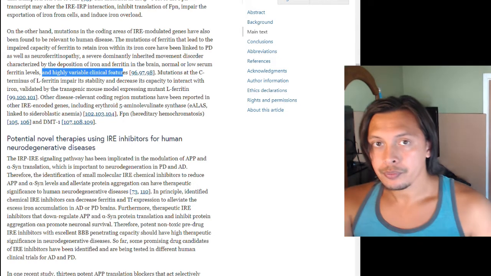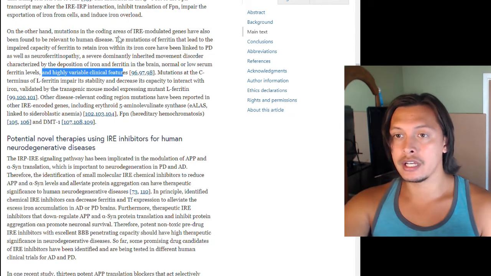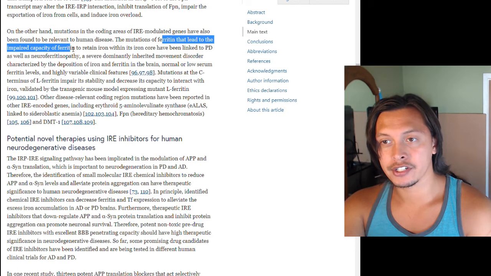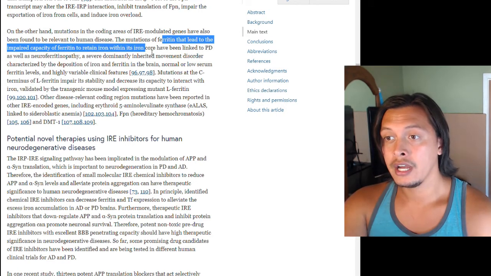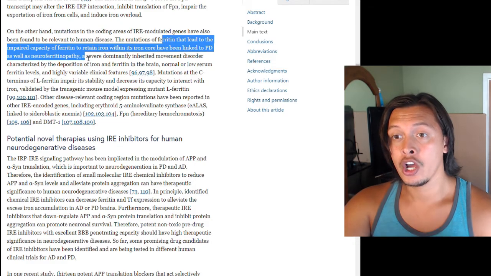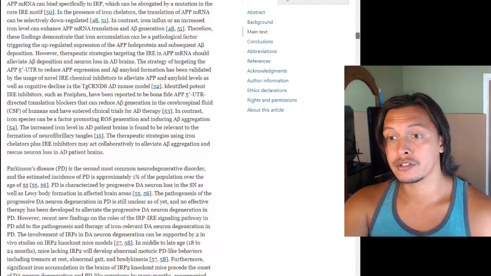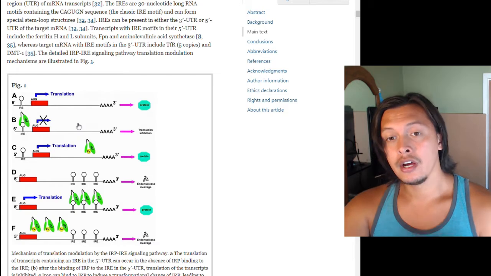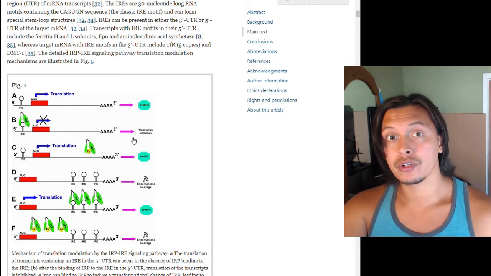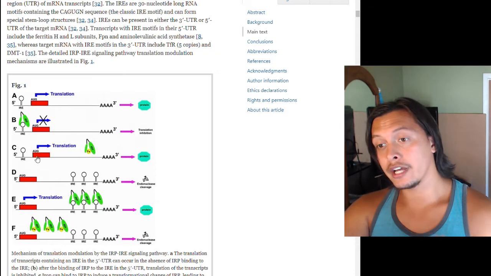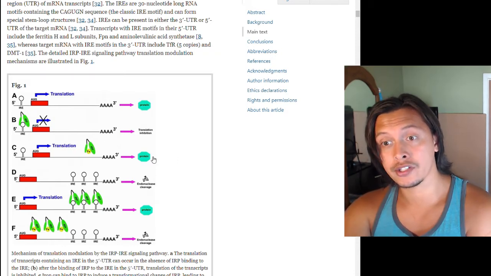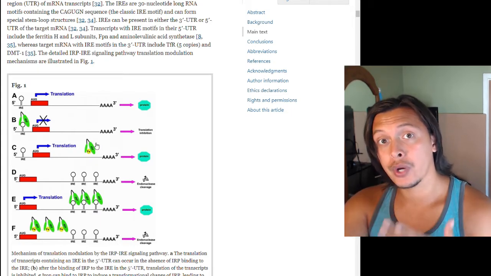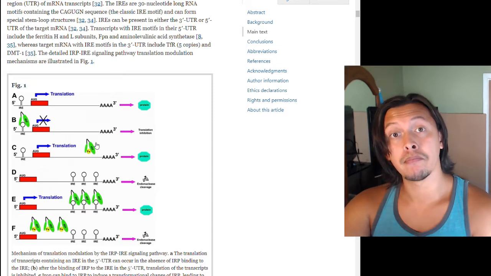So let's take a step back. What is happening? In this particular case, the mutation of ferritin leads to the impaired capacity of ferritin to retain iron within its core. This has been linked to Parkinson's disease as well as neuroferritinopathy. So let's go back to this diagram here. Ferritin is one of the proteins that, when you have a lot of iron in your cells, is induced to be produced in larger amounts to help sequester those labile irons, right? Now, let's say you are unfortunate enough to have the mutation that prevents ferritin from binding iron properly.